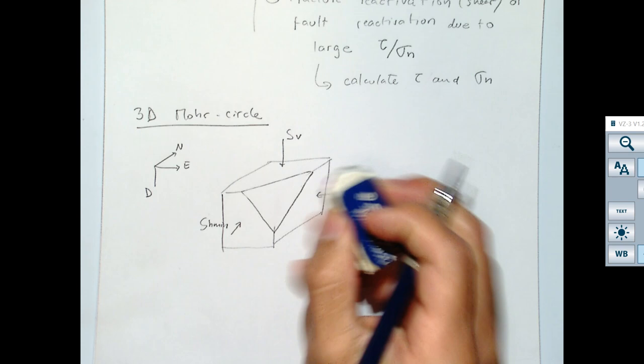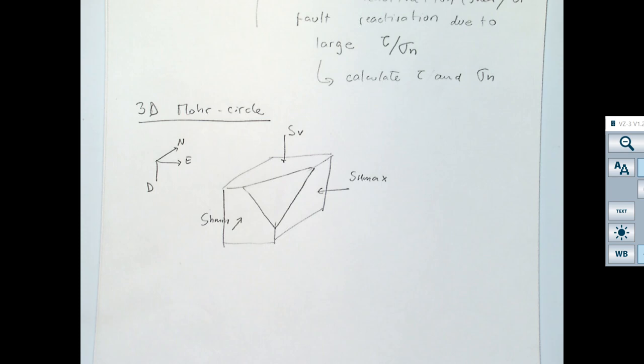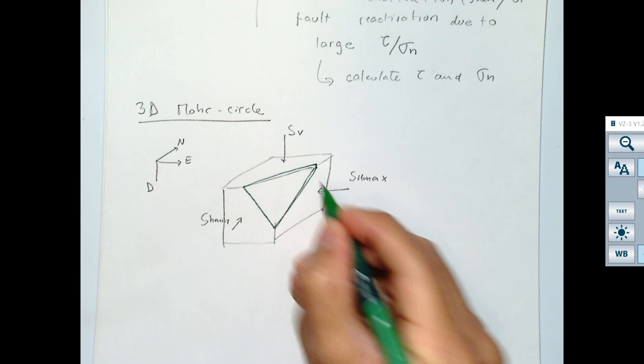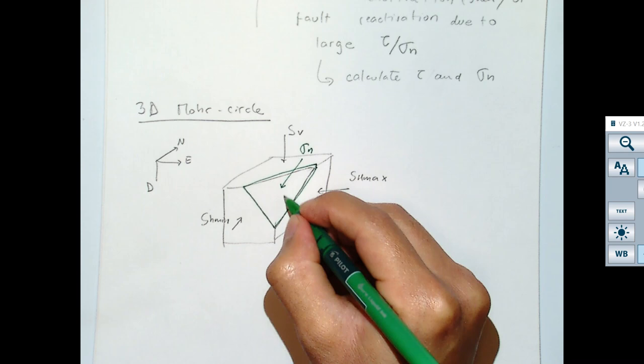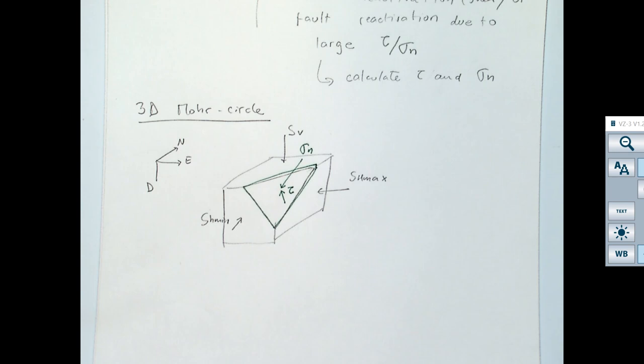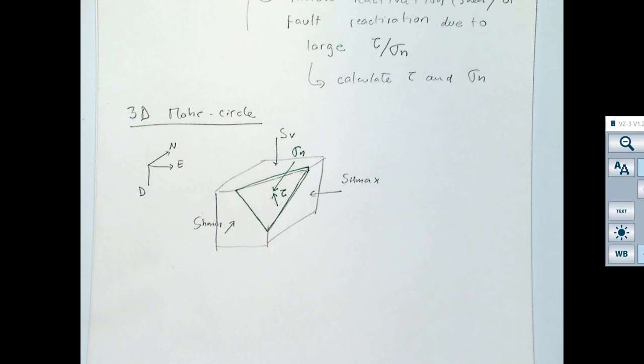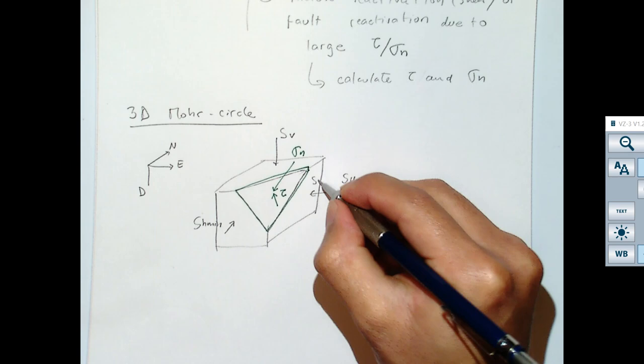What we want to do is to calculate on this fracture what is the acting normal stress and the acting shear stress. Well, remember, the normal stress will be the stress perpendicular to the plane, and the shear stress will be the stress parallel to the plane. Okay, I need a little bit of space, so let me move this over here.